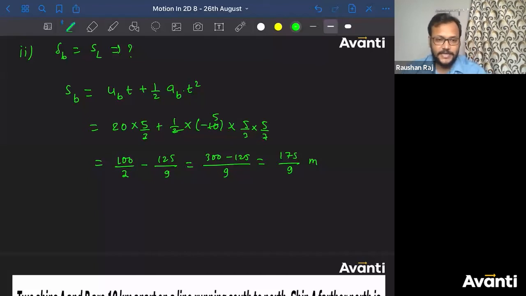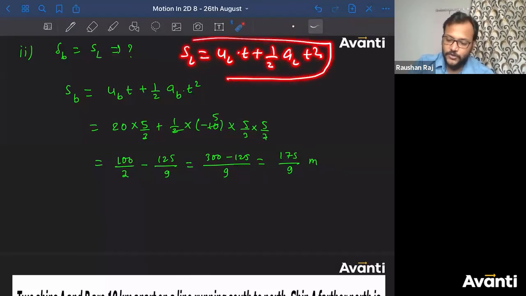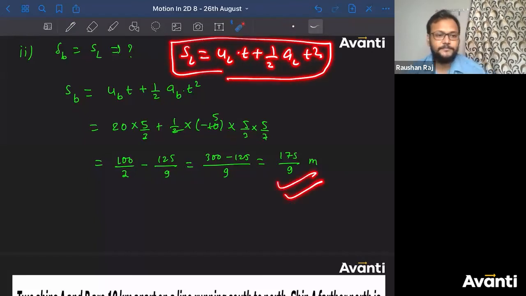Can I get the same value for SL? You can get the same value, right? If you use the SL equation, then SL will be equal to ULT plus half into ALT square. If you put the value of T here also, you'll get exactly the same answer.